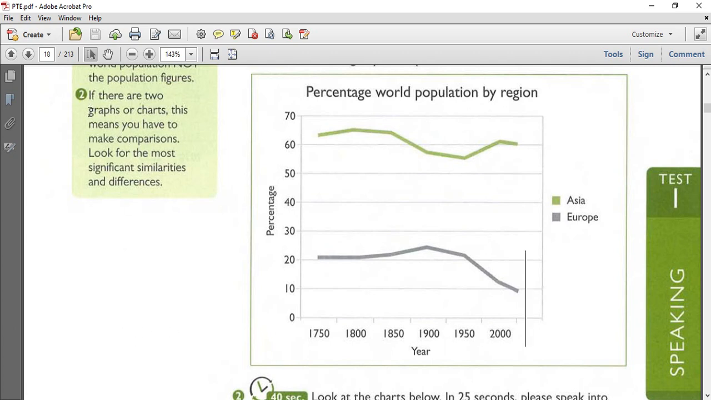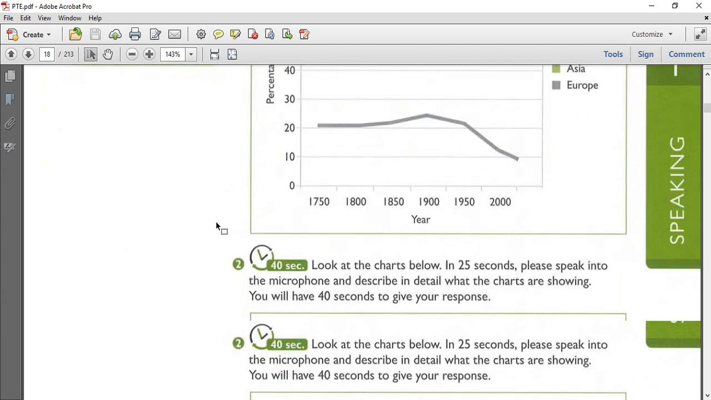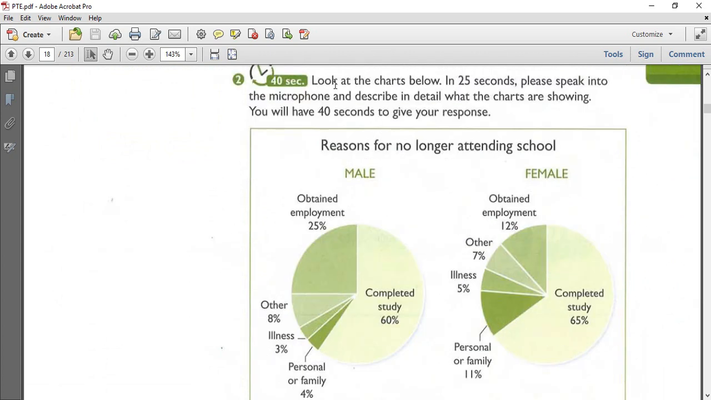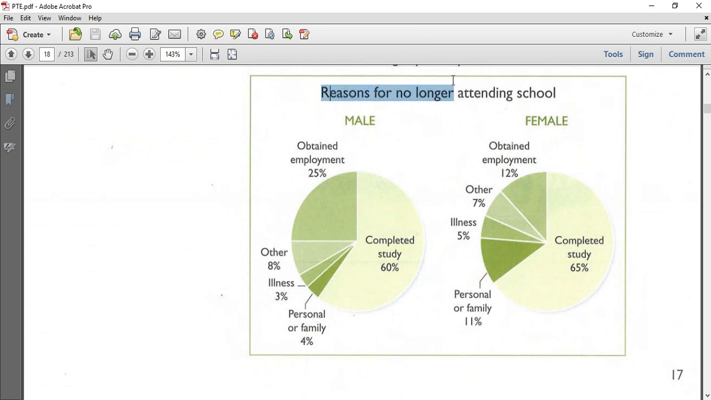So now let's look at the second image. If there are two graphs or charts, this means that you have to make comparisons. Look at the most important similarities and differences. Look at the chart below for 25 seconds. Please speak into a microphone and describe in detail what the chart is showing. You will have 40 seconds to give your response. Reason for no longer attending school.